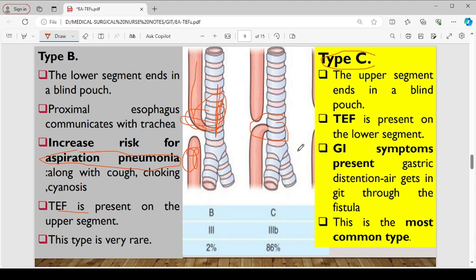As a result, you find that the patient could also present with GI symptoms because of gastric distension, where air gets into the GIT through this fistula. It's good to notice that this is the most common type of esophageal atresia at about 86% in terms of prevalence.